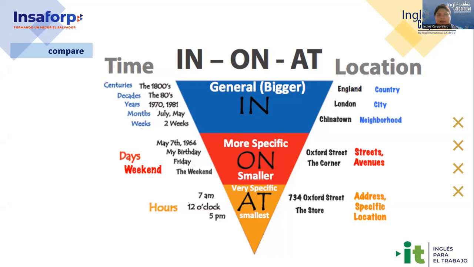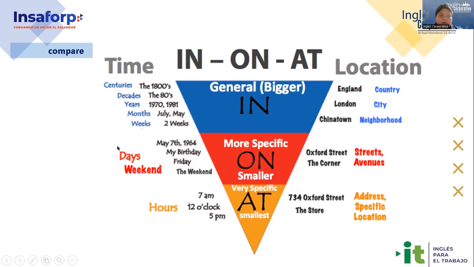Johnny, please help me with a time. And Daniel, you help me with a location, okay? So let's start with the first one. Johnny, time, in. Okay. Centuries, decades, years, month, weeks. Okay. So we can say in the 1800s, or the 80s, in 1970, in 1981, in July, in May, in 2 weeks, right? Okay, location, Daniel? County, city, neighborhood. Okay, in El Salvador, in San Marcos, in, let's say, in Ciudad Delgado, in Las Margaritas.